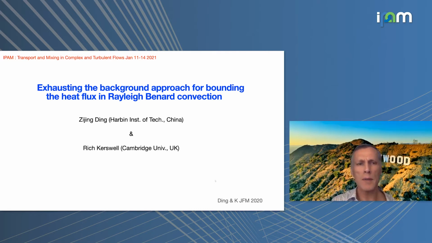Today I'm going to be talking about the background approach and how to exhaust it, or basically how to use it or push it as far as possible to try and lower the upper bound on the Nusselt number in Rayleigh-Bénard convection. So really, this is a continuation or fits with the talks on Monday that we heard.